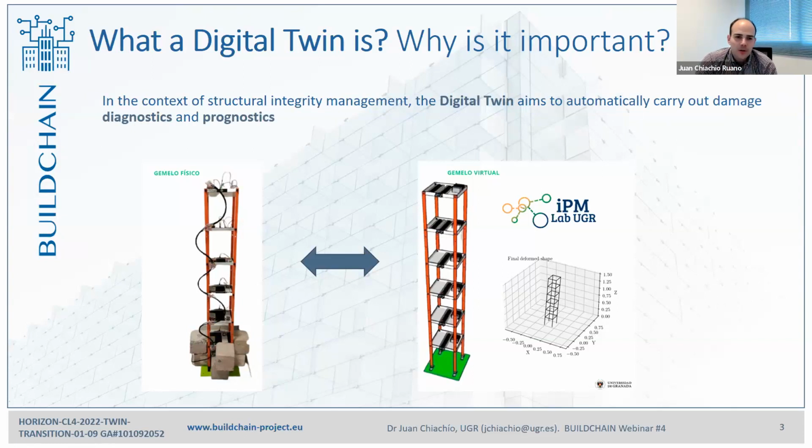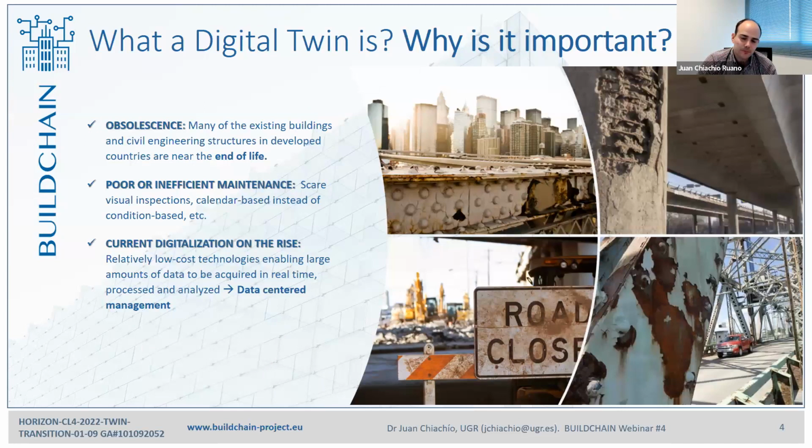Now, in the context of structural integrity, the importance of the digital twinning technology is because it aims to automatically carry out damage diagnosis and damage prognosis. And here is, let's say, the utility of this technology. More specifically, we aim to lead to intelligent or digital management of our buildings and our civil engineering infrastructure using this technology. So this explains why it is important and the reason for talking about this today.